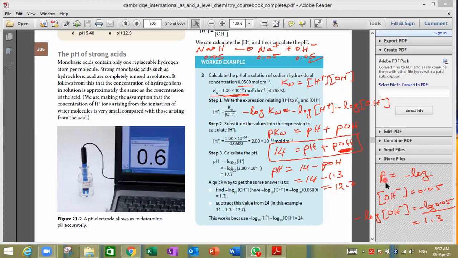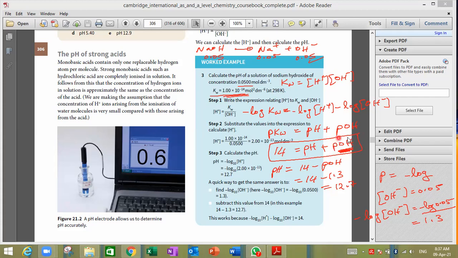So minus log means p. When we say pH, it's minus log the hydrogen ion concentration. So p means minus log. So we put pKw equals pH plus, for minus log OH ions, we write pOH. Now the Kw has this value 1 times 10 to the power minus 14. If you take minus log 1 times 10 to the power minus 14, you will get 14. So 14 equals the pH plus the pOH.